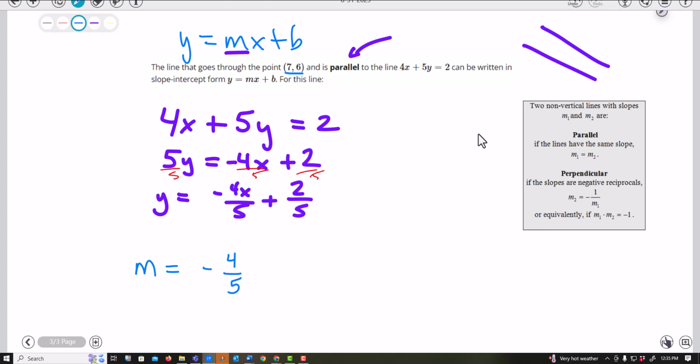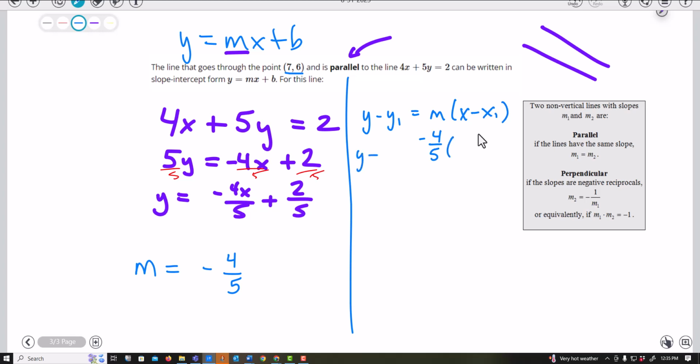because notice that this is a different point. And so what I could do to find this now is use my y minus y1 equals m times x minus x1. Now that I have my slope, I simply plug in the points that they give me. So y1 is 6 equals, and x1 is 7.